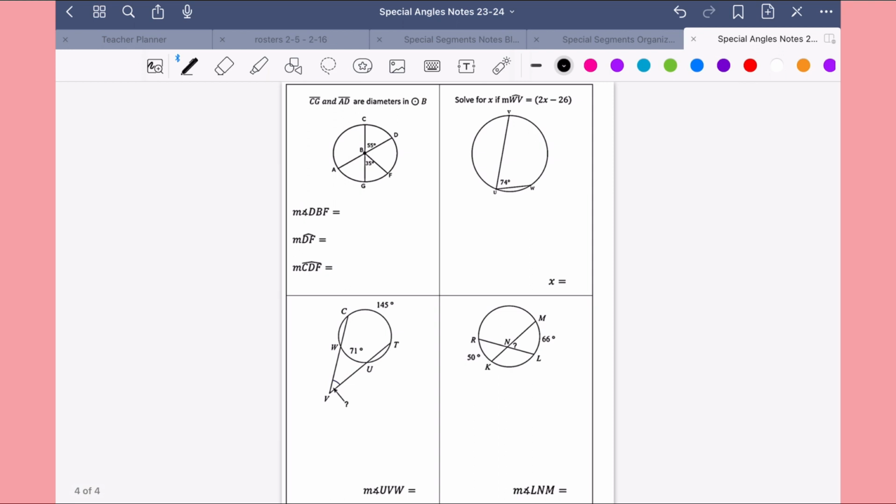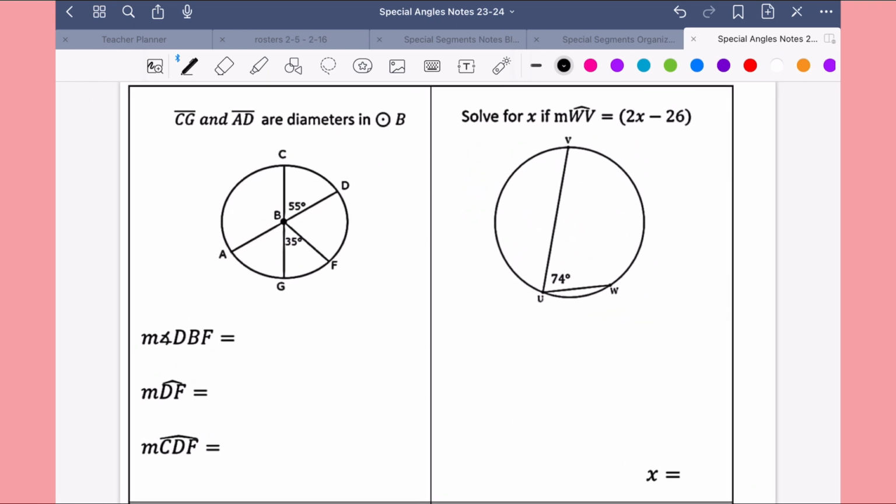All right, so you have 2 examples on the back that I want you to try. Okay, once you finish these 2, then you can watch my next video to see if you got those right.